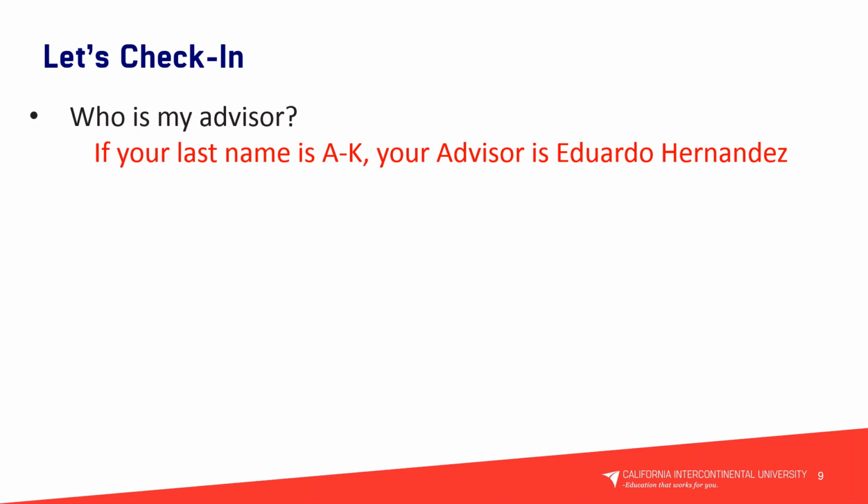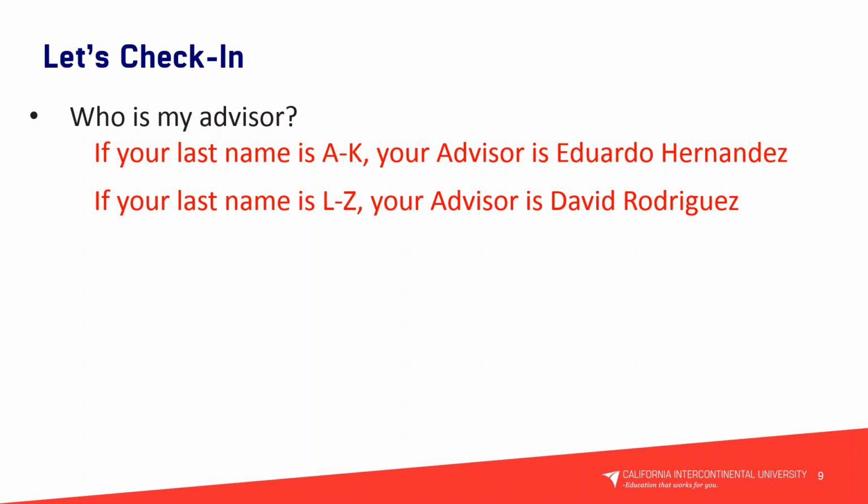That's a good answer. So if your last name began with A through K, I'm your advisor, Carla Hernandez. L through Z is David Rodriguez. So that's a good thing. I need to actually clarify that in my question.